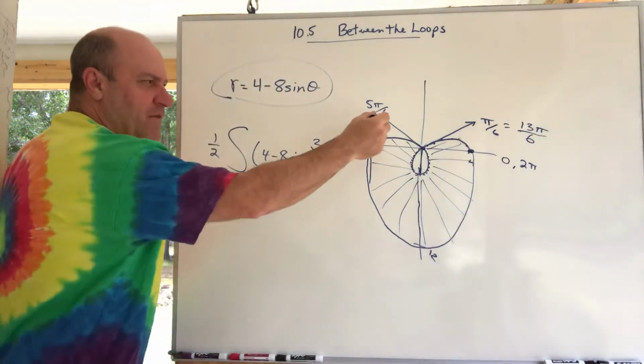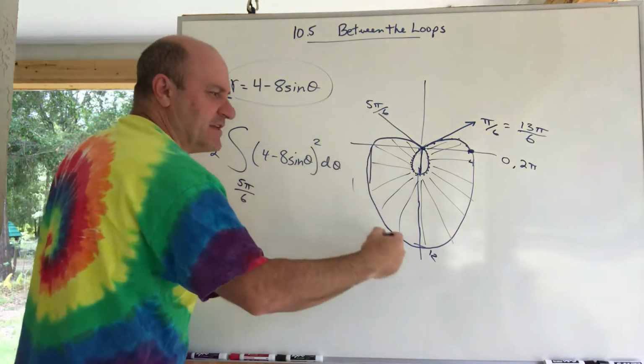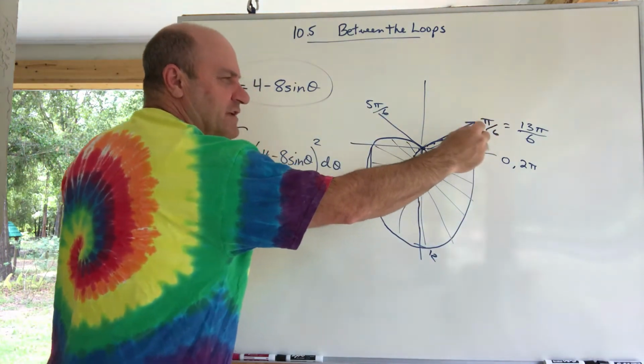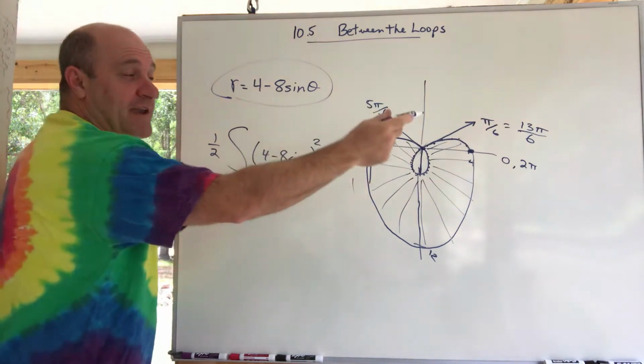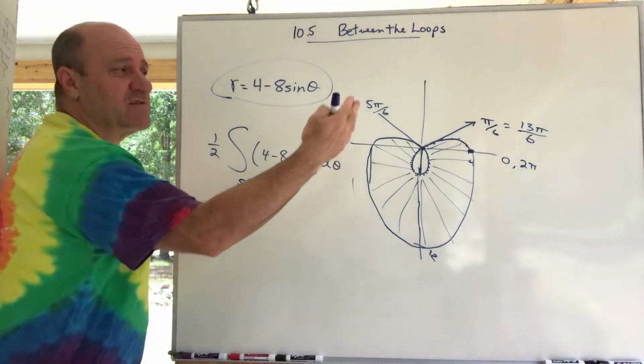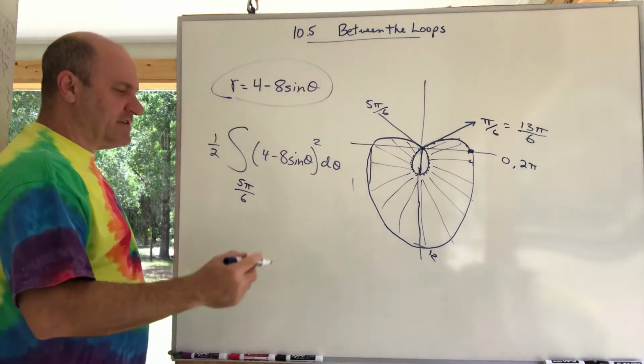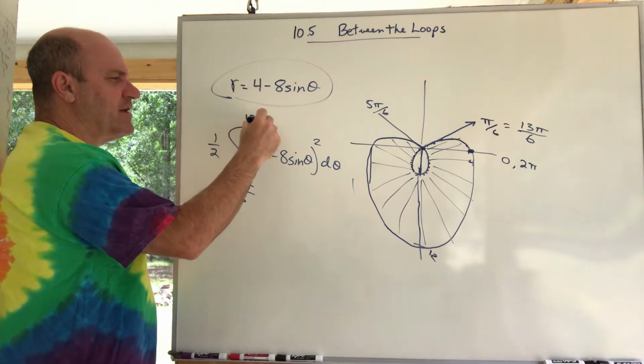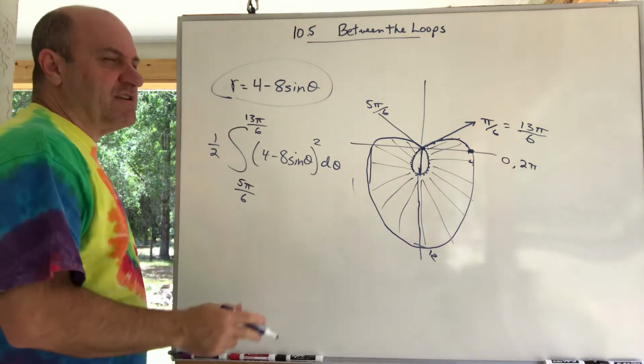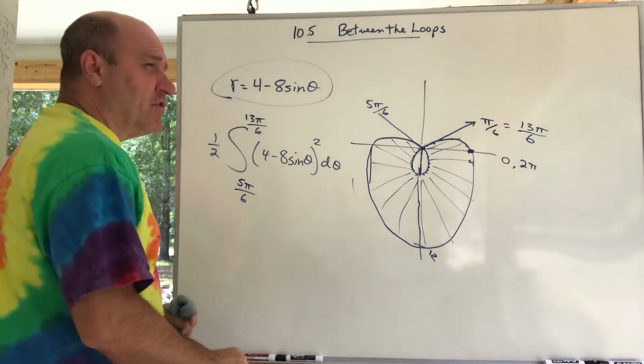So you can't go from 5 pi over 6 and then call that pi over 6. You have to call that a different name. Pi over 6 past 2 pi is 13 pi over 6. So this would be good. By the way, the question that you have on your assignment, be careful.